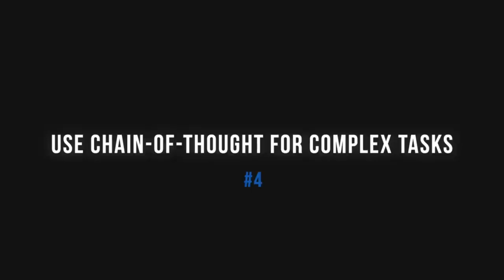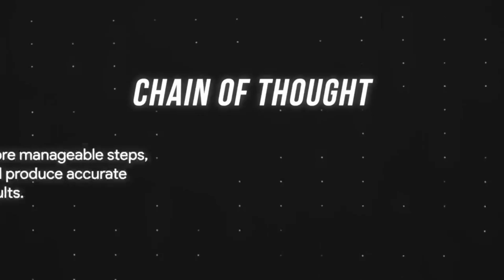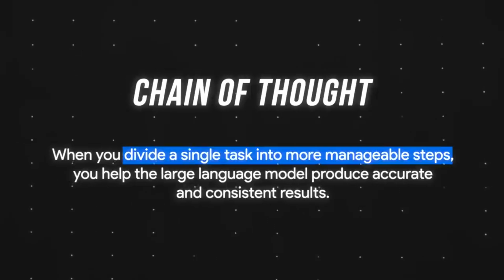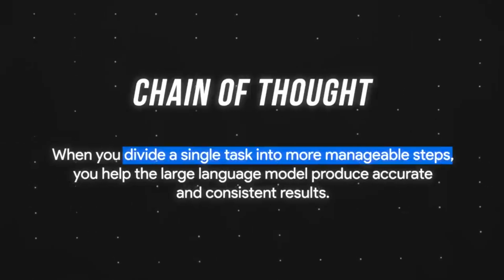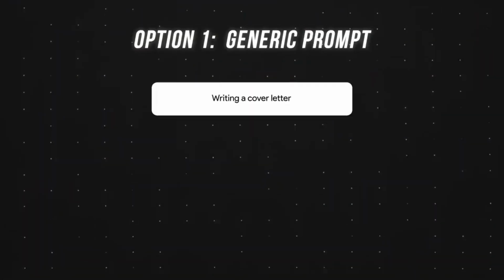Takeaway number 4, use chain of thought prompting for complex tasks. I talked about this concept in previous videos, but I really like this simple and straightforward definition from Google's course. When you divide a single task into more manageable steps, you help the large language model produce accurate and consistent results. A relatable real-world example would be writing a cover letter.